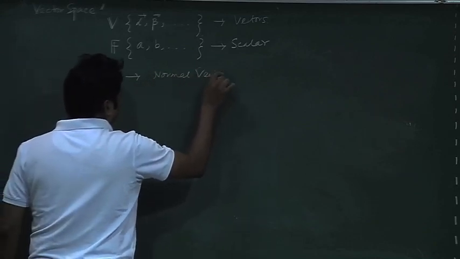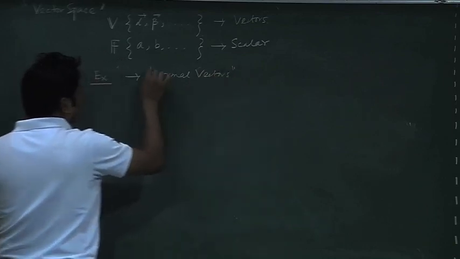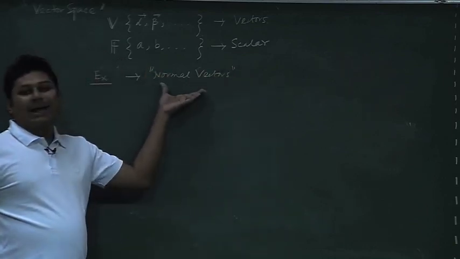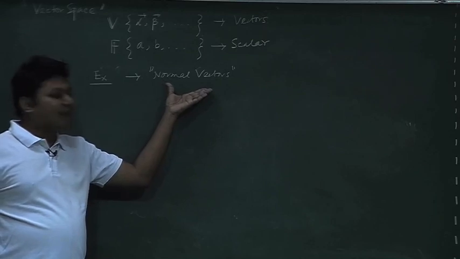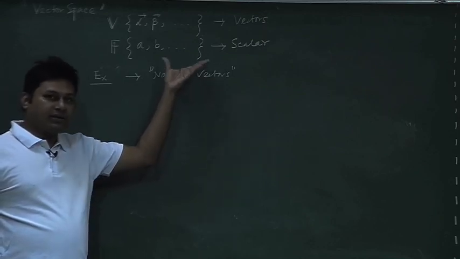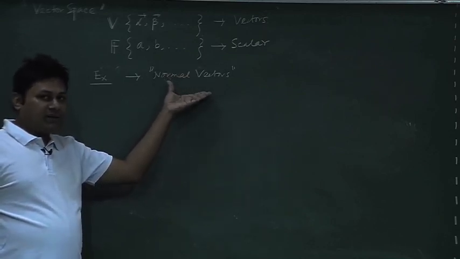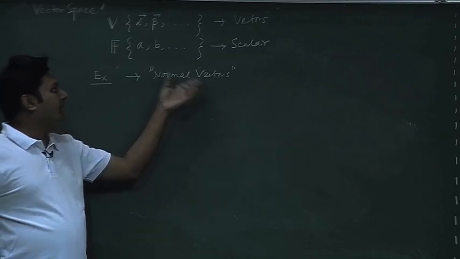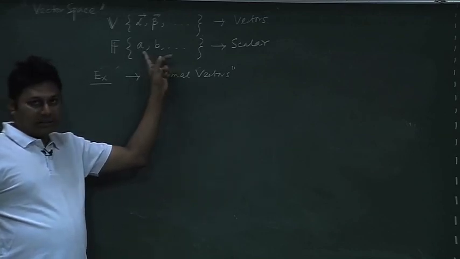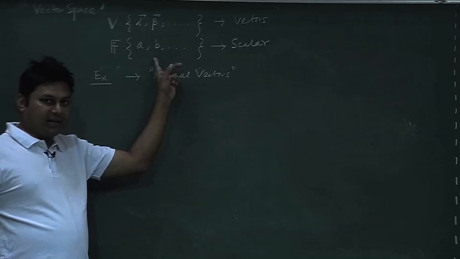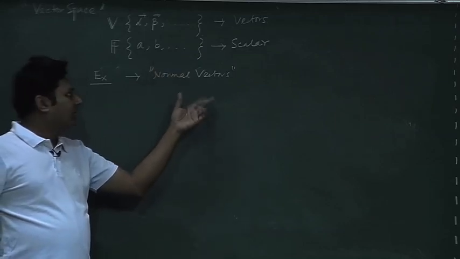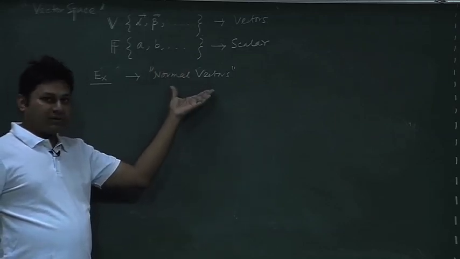Normal vectors, meaning what? Which has direction and amplitude. So they are forming a vector space, a real vector space or a complex vector space, depending on what the element of this field is. If the element of the field is real, they are forming a real vector space. If they are complex, they are forming a complex vector space.